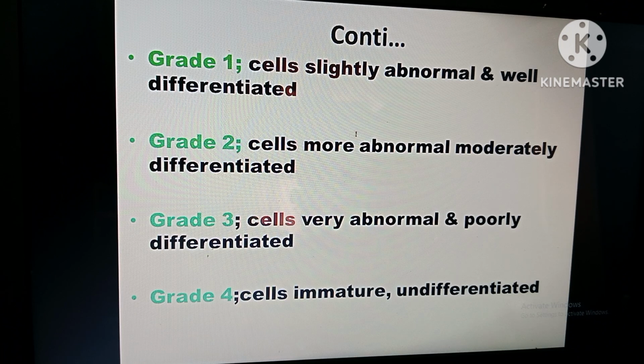Grade 1 means cells are slightly abnormal and well differentiated. Only a few cells are abnormal, but the majority of the cells are normal. So grade 1 means it has just started. It indicates the cancer has just started.